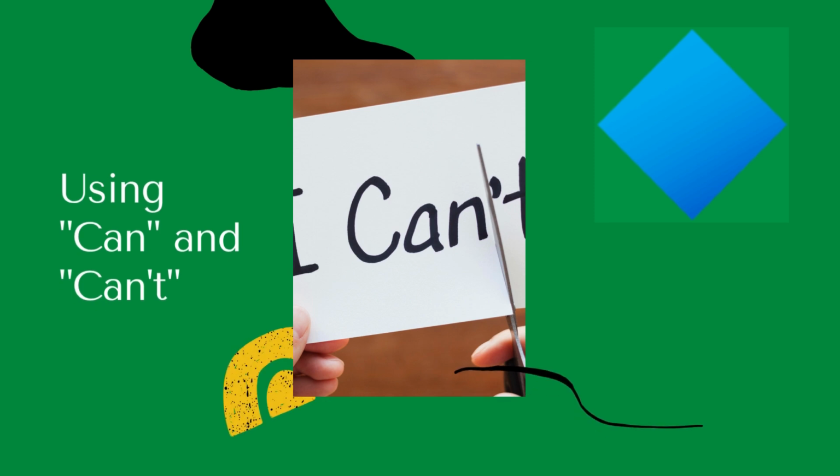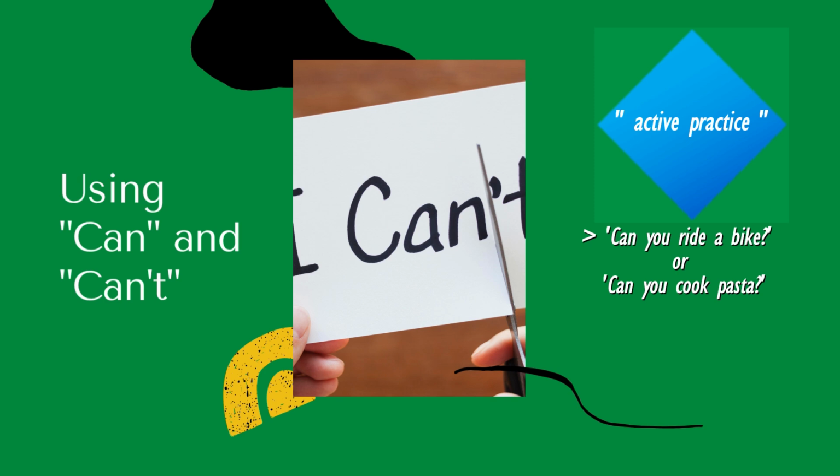To become confident in using can and can't, the best approach is active practice. Start by asking and answering questions. For example, you can ask a classmate, Can you ride a bike? Or Can you cook pasta? And answer with your own abilities.